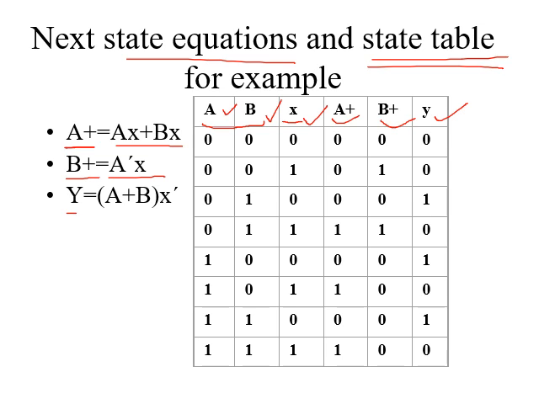And Y is denoting the output. So we can see Y is A plus B and X bar. So we can see the output is dependent upon the previous state, which is dependent upon AB, and the input as well, that is X bar. So this is an example to show how the state equations and state table look like.